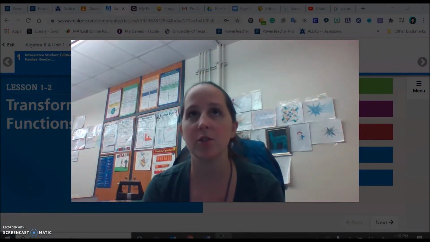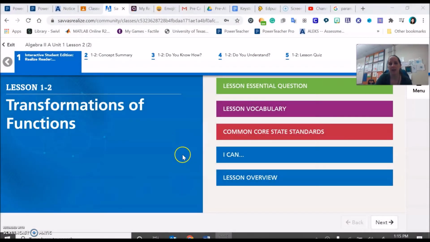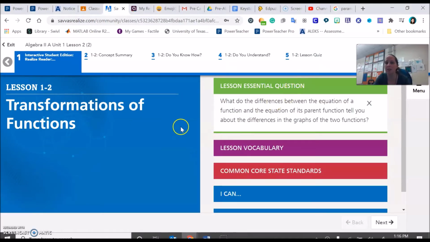This is Unit 1, Lesson 2, Transformations of Functions. So again, here's my textbook. My lesson essential question today is, what do the differences between the equation of a function and the equation of its parent function tell you about the differences in the graphs of the two functions?